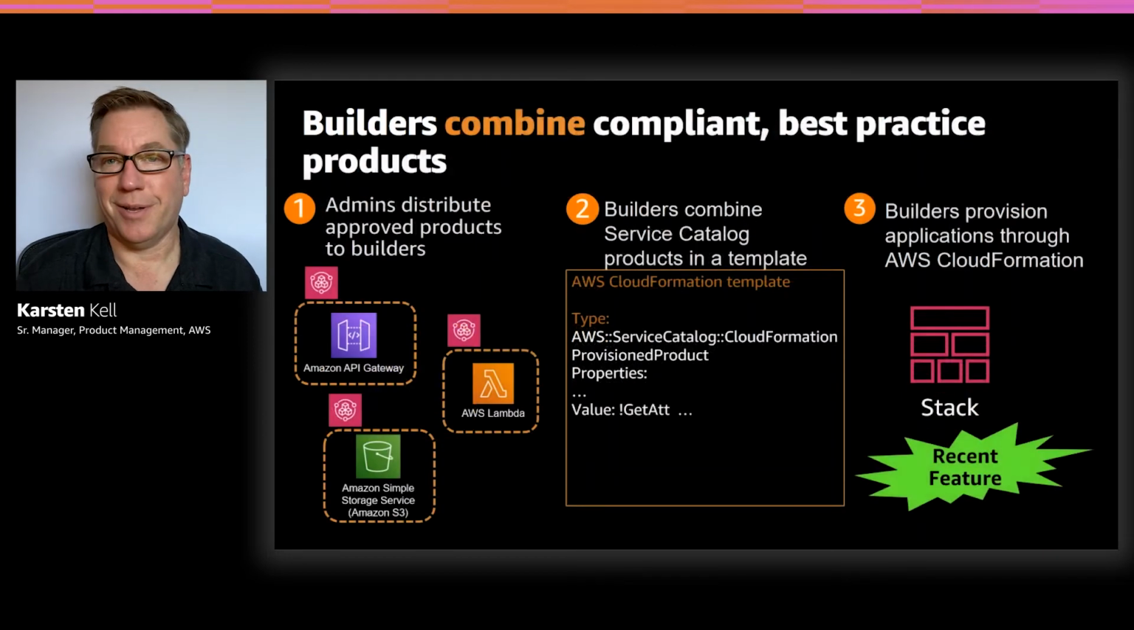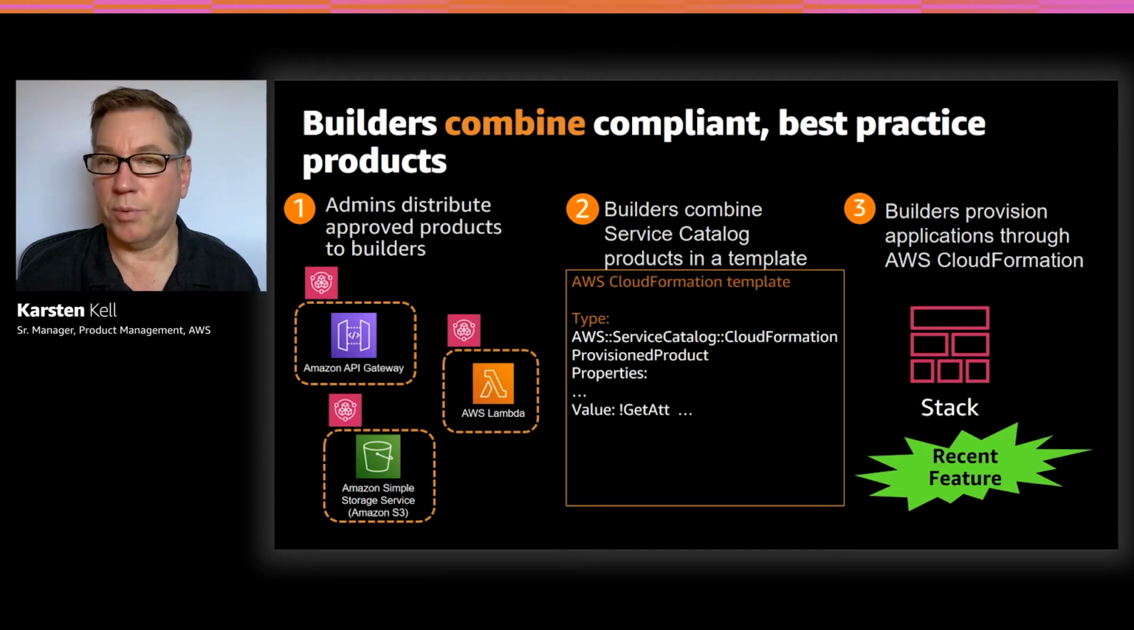So I'll get into a little bit more complicated use case where if I'm a builder, maybe I want to combine a number of these things together. So here I've given an example of an API gateway, a Lambda, and an S3 bucket. So as a developer now, I have access to all of these products that my administrator has shared with me. They're all approved by my company, so I don't have to worry. I don't have to construct the Lambda scaffolding or the S3 scaffolding and governance constructs to make sure I'm using the right stuff. I just use the Service Catalog product. And I can combine these together in a CloudFormation template.